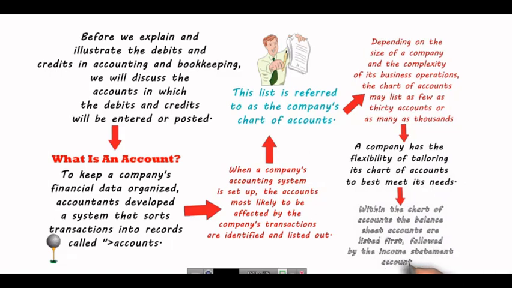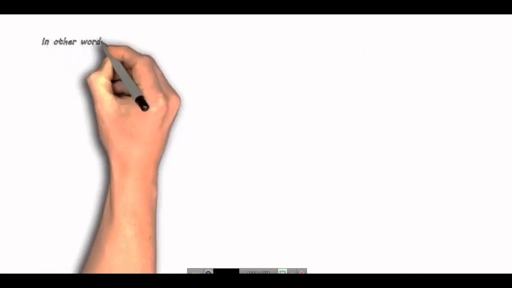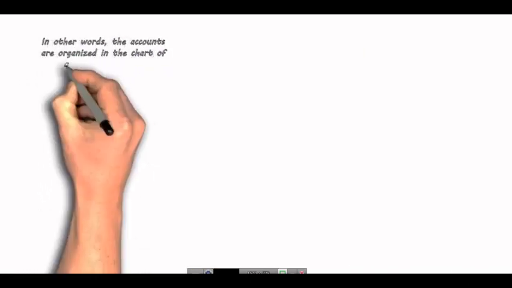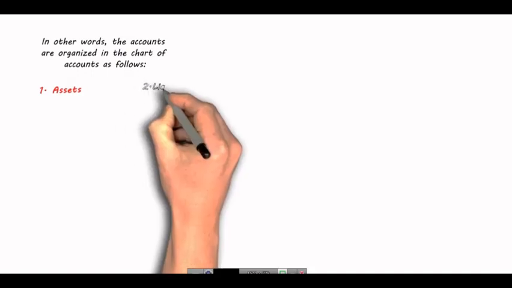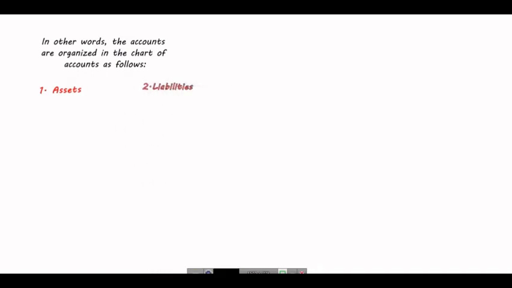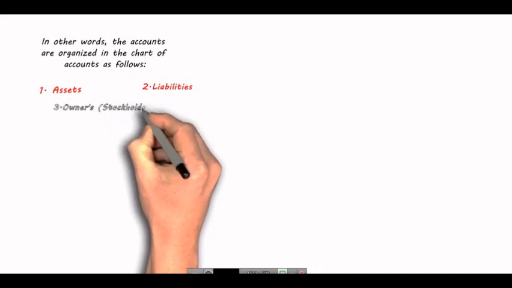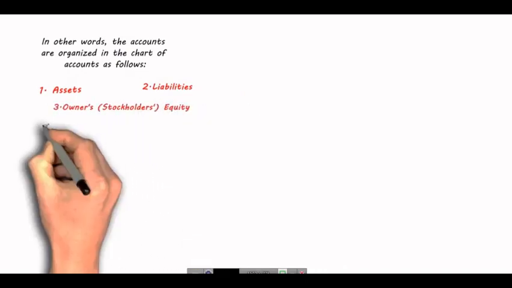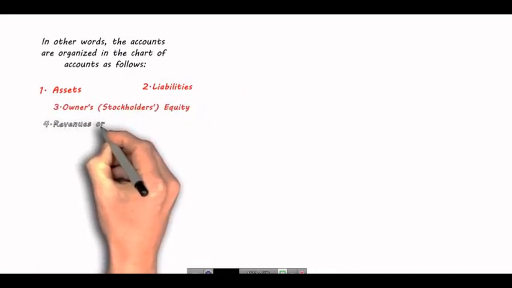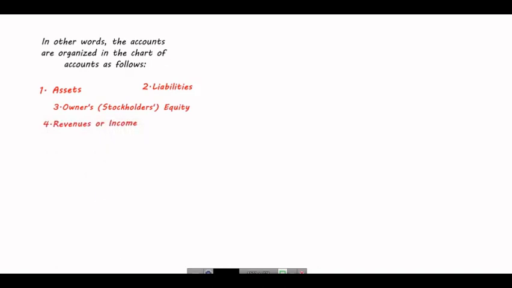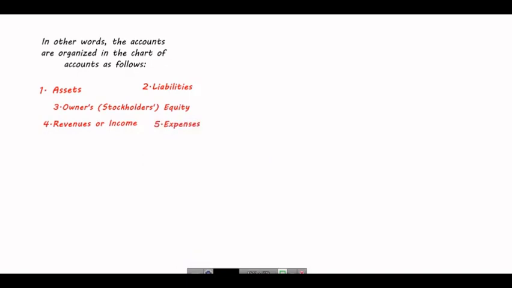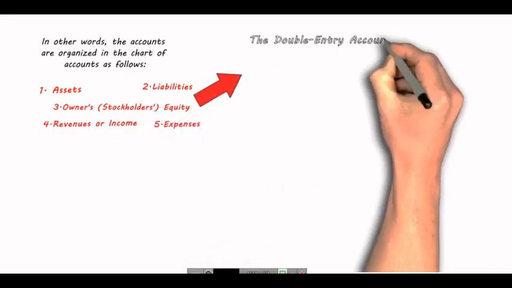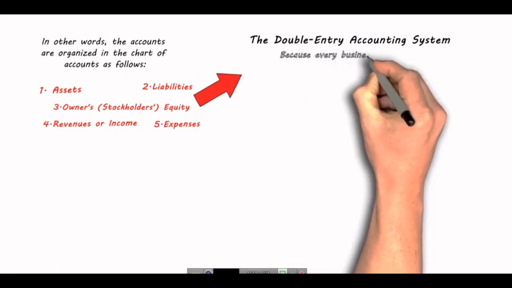In other words, the accounts are organized in the chart of accounts as follows. 1. Assets. 2. Liabilities. 3. Owners', stockholders' equity. 4. Revenues or income. 5. Expenses. The double-entry accounting system. Because every business transaction affects at least 2 accounts, our accounting system is known as a double-entry system.